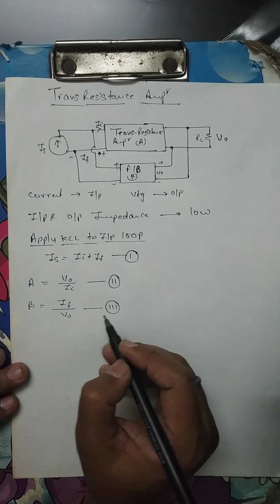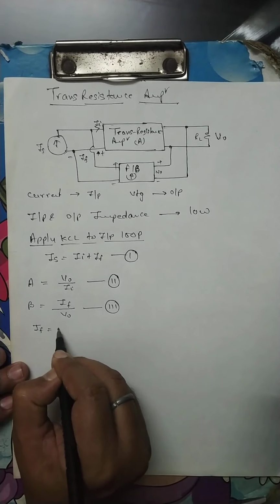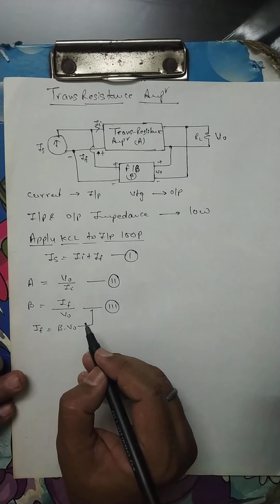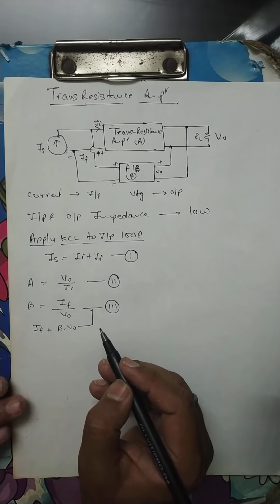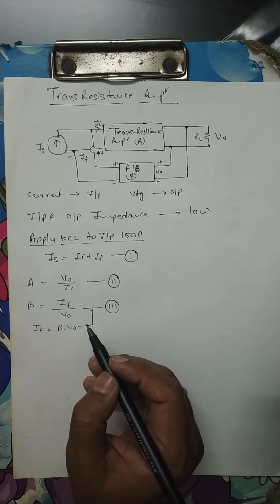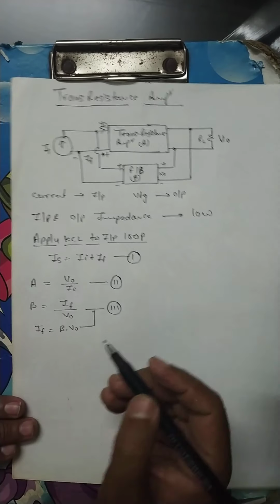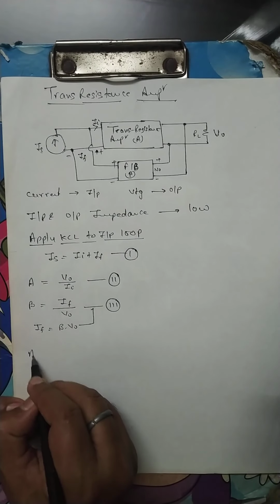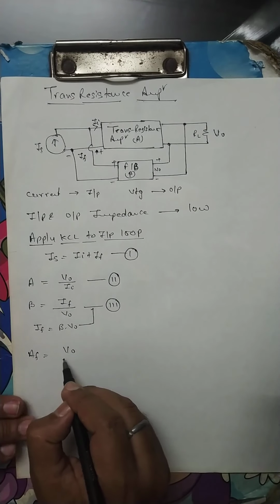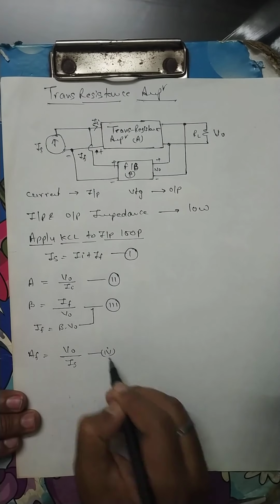From here we can also write that IF is equal to beta into V0. This is also a part of equation number 3. Now the 3 parameters have been calculated. Now we have to calculate the last one, that is the overall voltage gain. What is this? AF is equal to V0 upon IS. That is equation number 4.